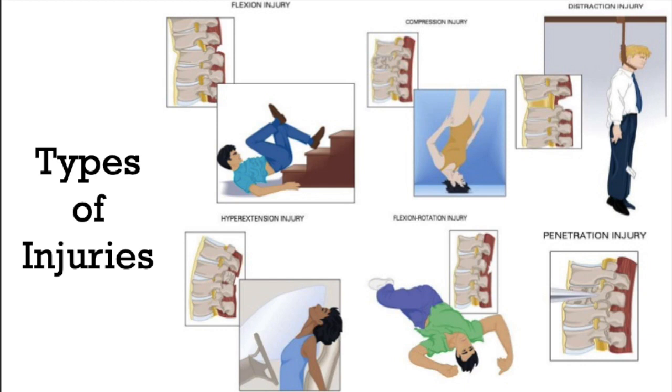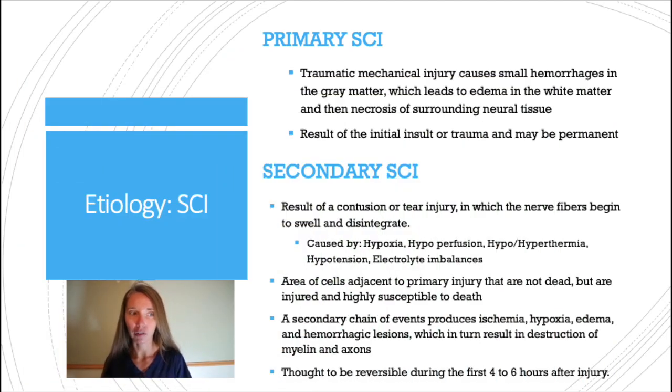So just like with traumatic brain injuries, we can have primary spinal cord injuries, and then we can have a secondary injury that occurs as a result of the primary injury. So a primary spinal cord injury is where we have traumatic mechanical injury that causes small hemorrhages in our gray matter. That leads to edema in the white matter, and then necrosis of that surrounding tissue. This is usually a result of the initial insult, initial trauma that occurs.